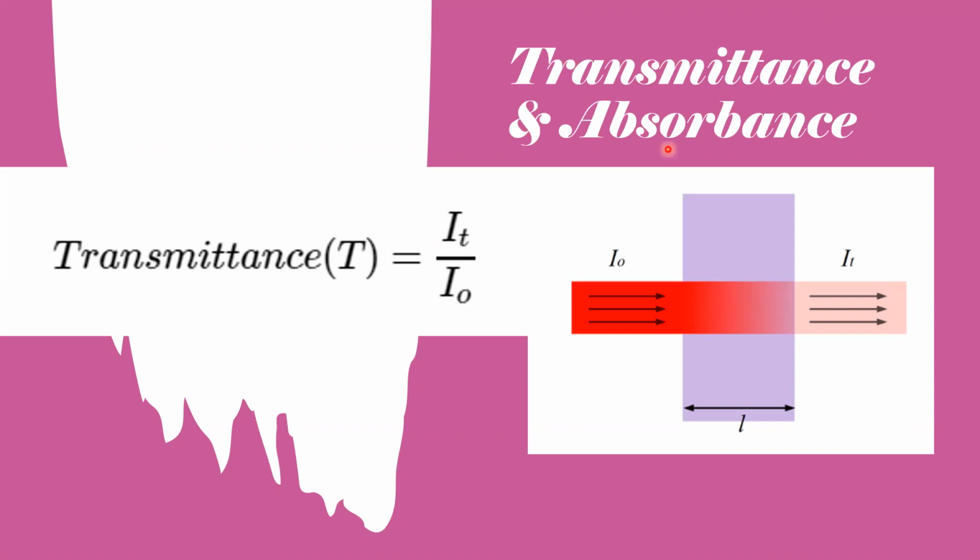Was the cuvette width one of the variables? Yes, the cuvette width was the path length. We're going to get into that later. We're just barely touching on that.